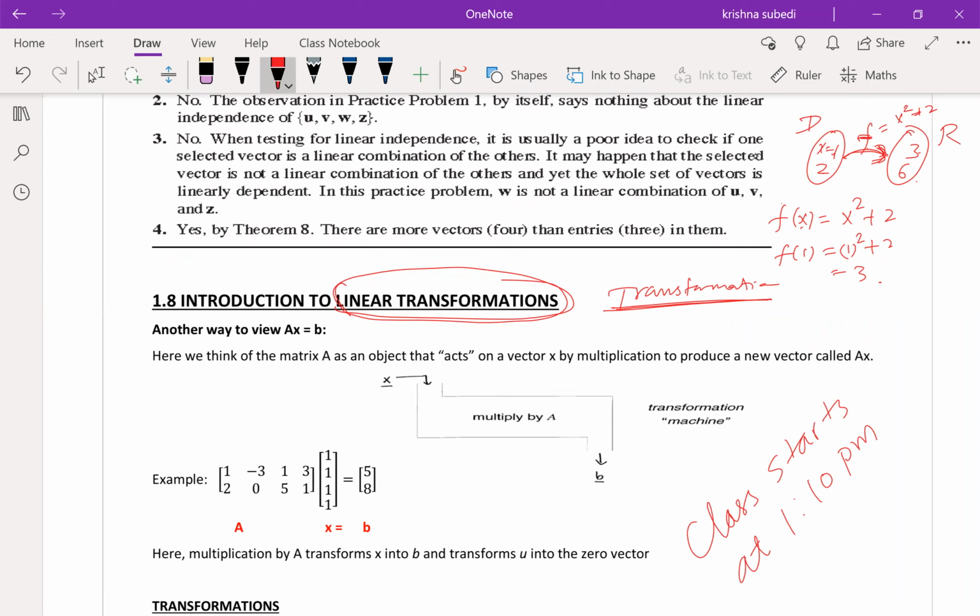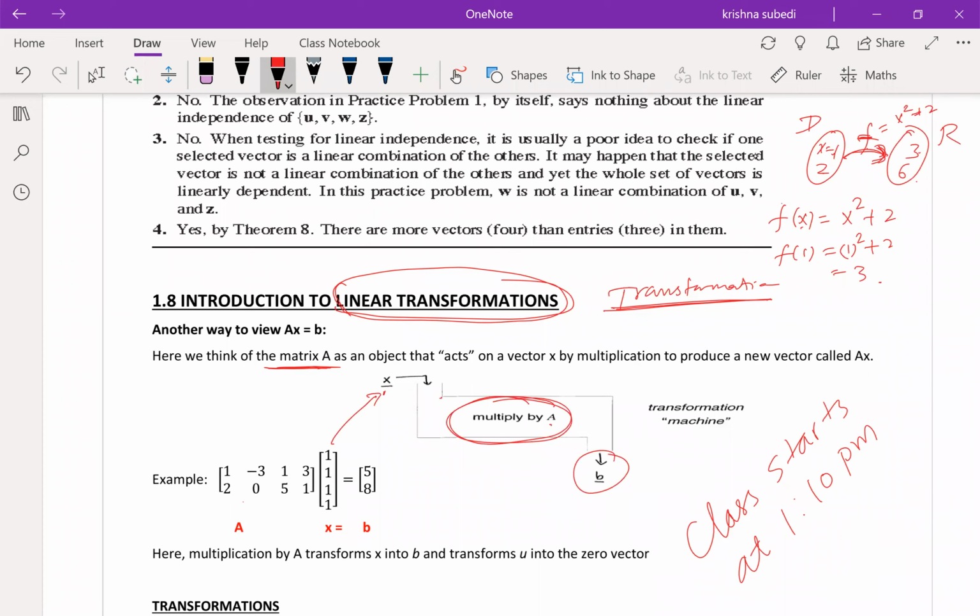Now, let us look at the same idea in the case of a matrix. What a matrix does is pretty much the same as what f does. For example, I have a matrix A here, and we have x here, so this is my x. If I multiply that x with the matrix A, I'll get b.